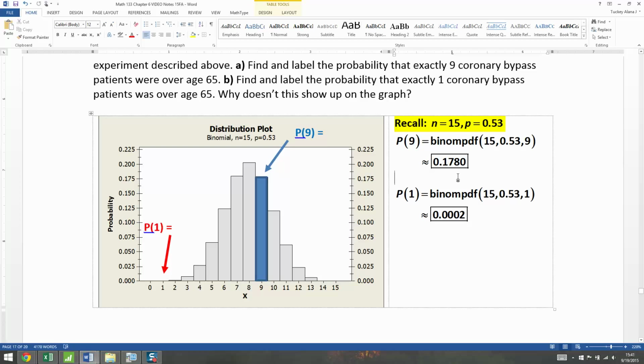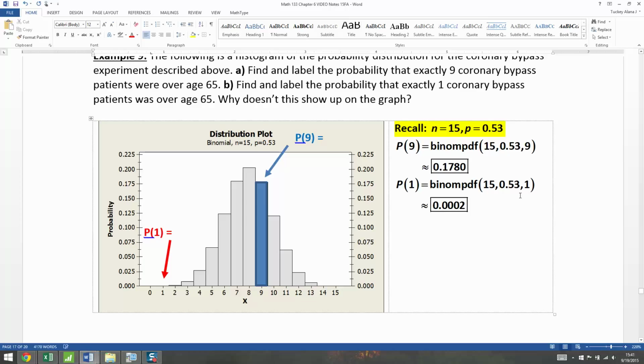So 0.1780 and 0.0002. So now, why doesn't the bar show up? Oh, let's label those here. So this is 0.1780, and this one is 0.0002. Now, why doesn't the 0.0002 show up? It looks like it's 0 when you look at it on the graph, but it's not 0. What's happening is that 0 and 1 and 14 and 15, because you remember all of those are possibilities, are all so small that the histogram can't show them with the scale that it has here. So it's not that there aren't probabilities there, it's that they're really, really, really tiny.